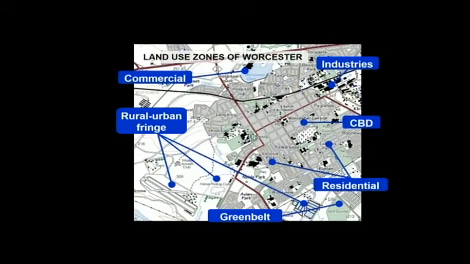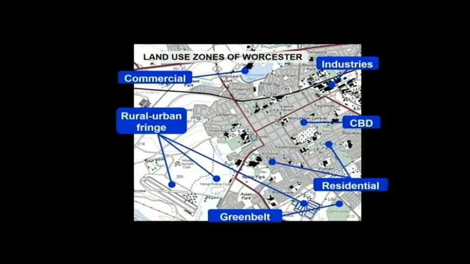Okay. Then remember, this is very important. You must know the land use zones of the map. Right? What are the most important land use zones? These are the industries, CBD, residential, the green belt, rural-urban fringe, commercial. You must know this. Okay? Have a look at this. Here we've got, for instance, your commercial. This is a mall that we've got there. Industries, this whole area, look at all the black buildings here.